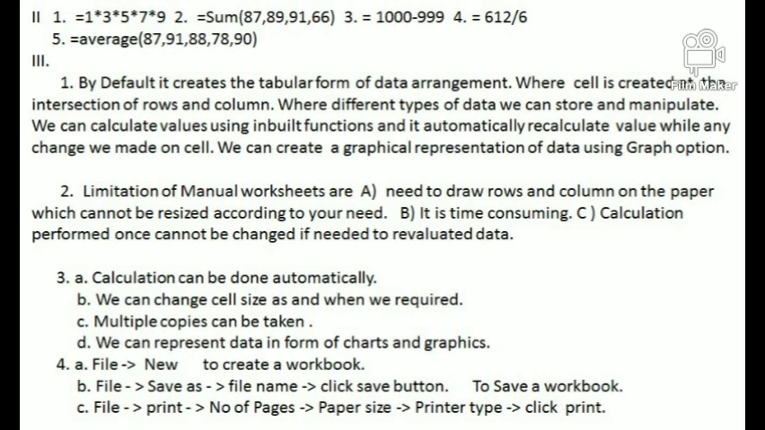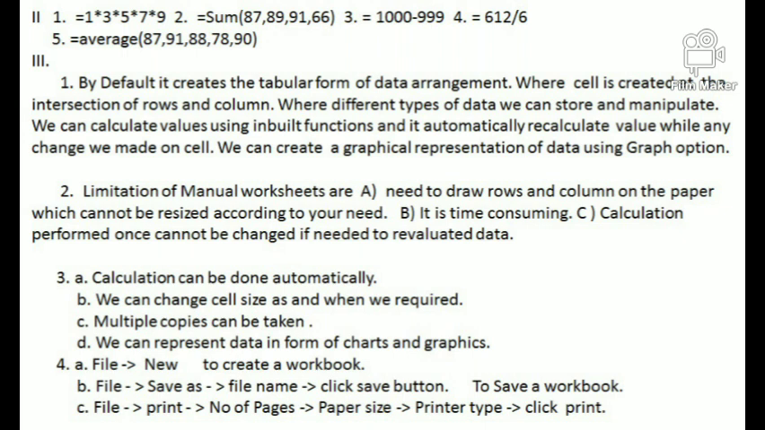We are moving towards the mathematical functions. Perform these mathematical tasks on a spreadsheet. To find the product of first 5 odd numbers. So we can write equal to 1 into 3 into 5 into 7 into 9, or we can also write equal to product within bracket 1 comma 3 comma 5 comma 7 comma 9.